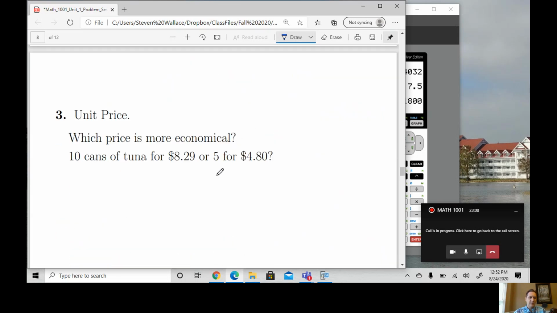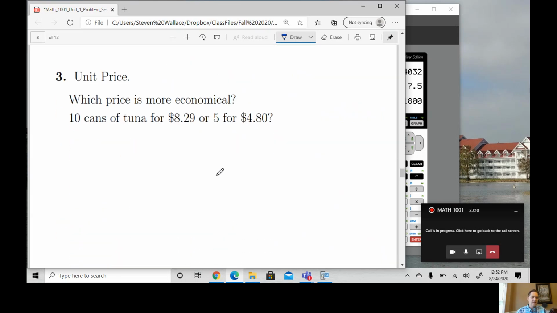All right, moving right along. Unit price. This is pretty easy. Unit price is the per unit amount. So if you know how much something costs for several of things, then just divide to figure out how much you would get for one. So more economical means what's the better buy? Usually if you buy more things, you get stuff for a per unit price that's smaller. So let's see if that's the case.